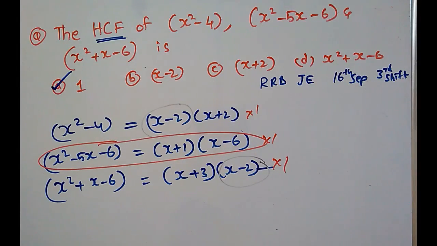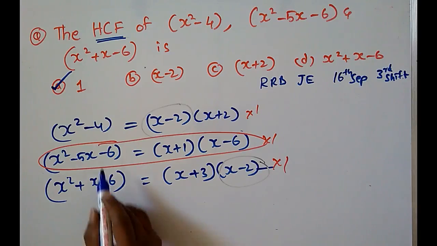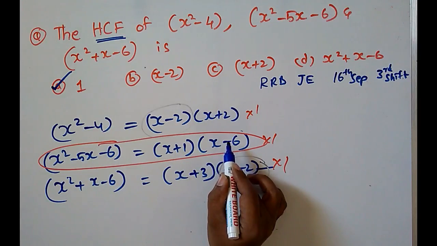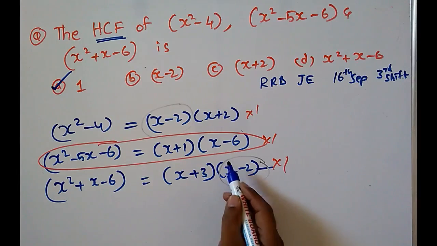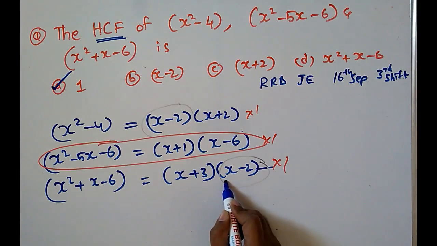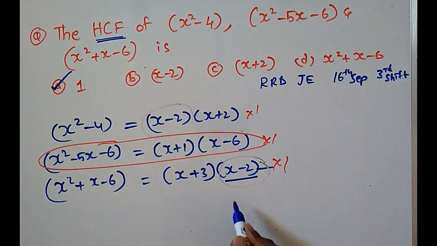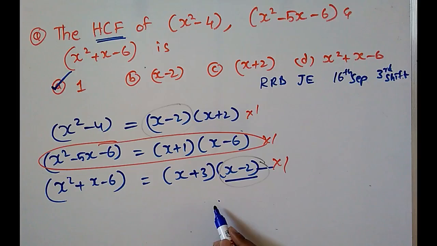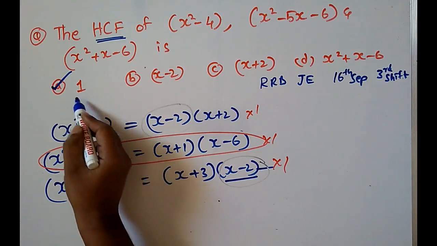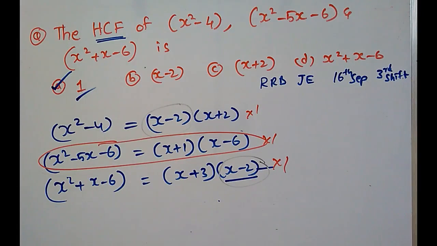Have you got this, friends? See, you have to break down the polynomials into factors and check for the common factor. There is no common factor existing between all the three polynomials. So obviously 1 will become the HCF of these polynomials.